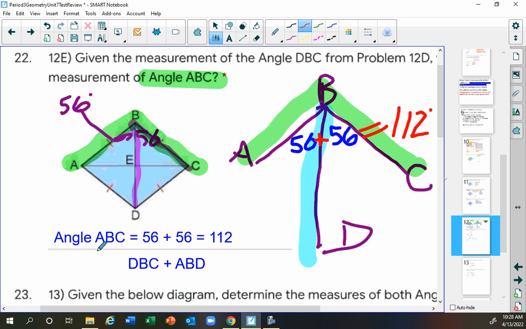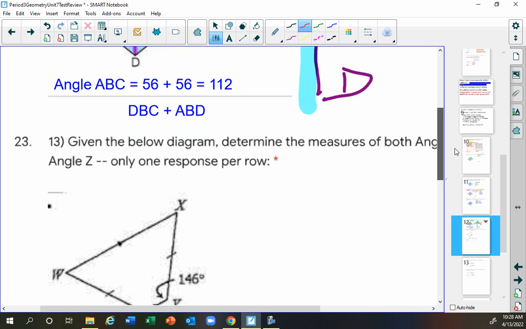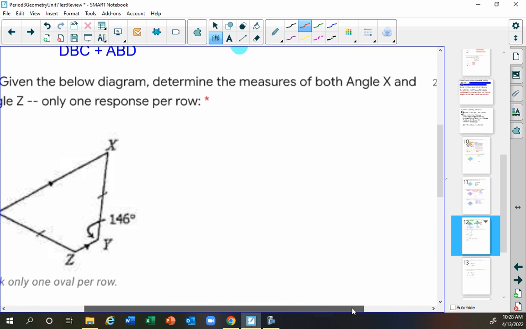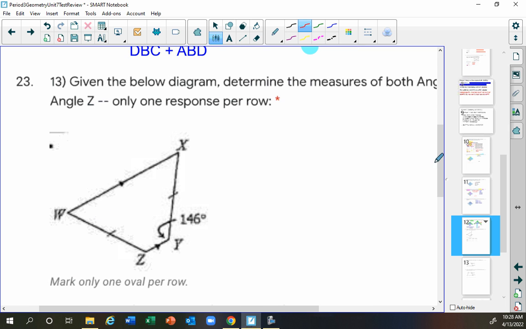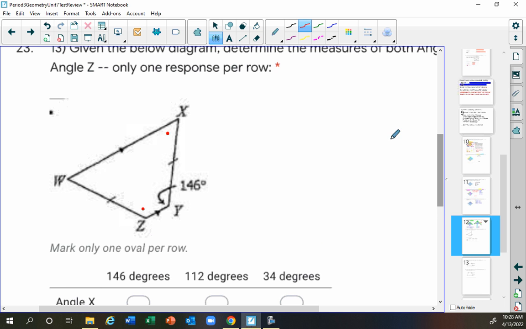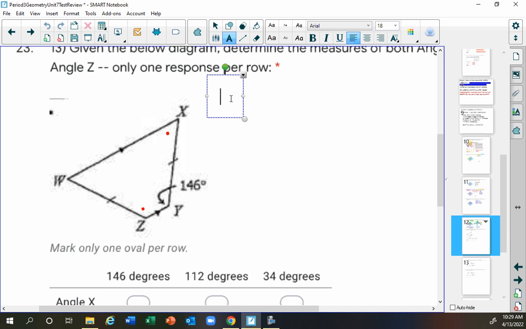Now the next problem, I don't know if anybody's seen it, but what shape are we dealing with for the next problem? That is a trapezoid. Okay, so they want us to get both angle X, angle Z. Now with a trapezoid, well, this is an isosceles trapezoid, so I think on a test, I'm just going to give you an isosceles trapezoid problem.